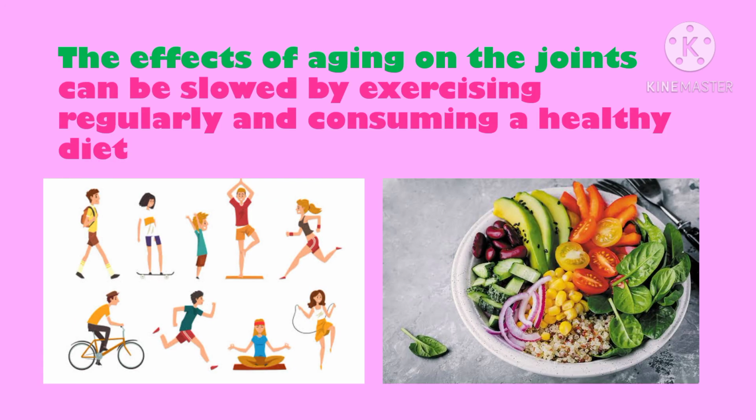So we are done discussing the effect of aging on the joints and other representative diseases and disorders of joints. In addition, the most effective preventive measure against the effect of aging on the joints is to strengthen the bones and muscles and maintain flexibility. This can be accomplished through a combination of regular physical activity, stretching, and a healthy diet.